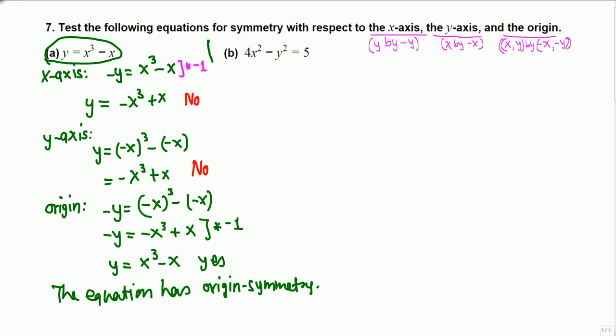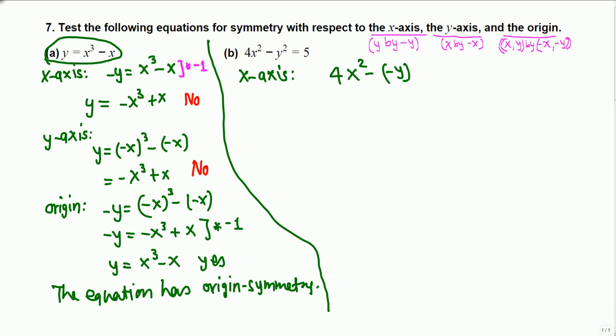Okay, let's try for B. Same procedure. To check for x-axis symmetry, we replace y by negative y. Then this becomes 4x squared minus negative y, squared, equals 5. Negative squared is positive, so we just have y squared, and we don't have to write the negative. Equals 5. Okay, we simplified. Is this the original equation?